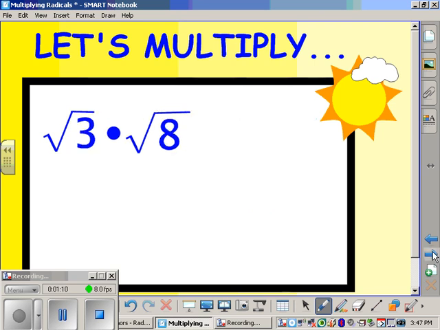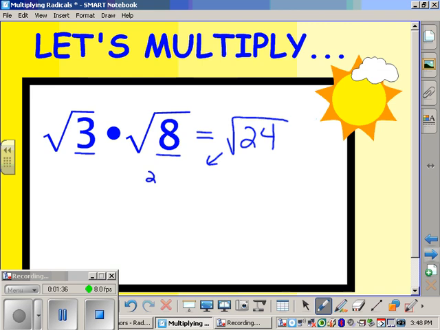In this next problem, we will begin the same way as we did the last two problems. We will combine the two radicals together by multiplying the numbers under the radical, giving us radical 24. But this time, 24 is not a perfect square. So in a previous lesson, you learned how to simplify radicals that were non-perfect squares using factor trees. So we're going to go ahead and do that.